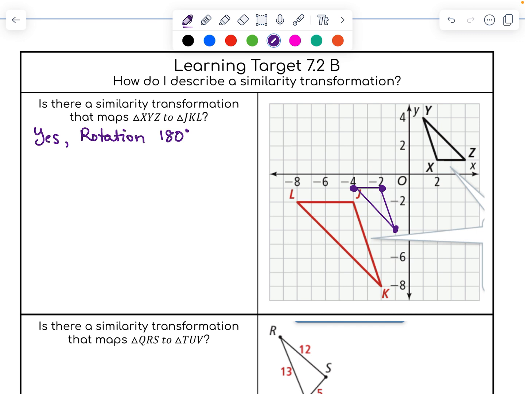Now it looks like it grew, obviously. So now we have a dilation. And if we look, this length and this length should match. So we got 1, 2, 3, 4, and 2 is our scale factor. And so if we take 4 divided by 2, that equals a scale factor of 2. So what we would actually say is it's a dilation times 2.